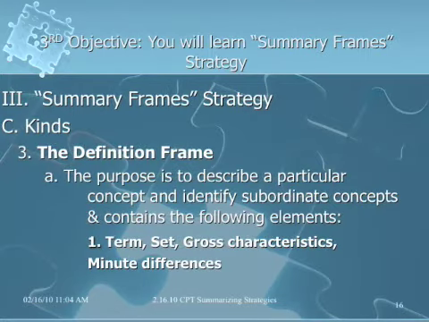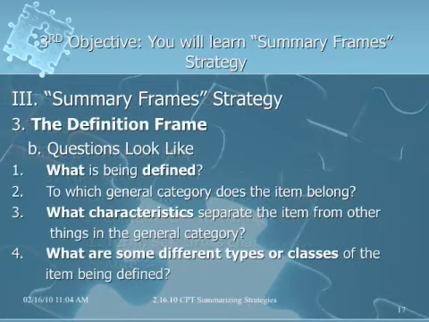The third kind is the definition frame. The purpose of this is to describe a particular concept or identify subordinate concepts. It contains the following elements: terms, set, gross characteristics, minute differences. These questions look like, what's being defined? What category does this belong to? What characteristics separate the item from something else? What are some different types or classes of the item being defined?